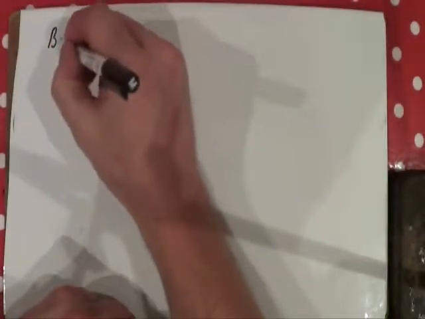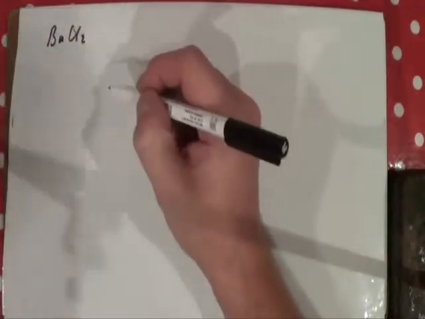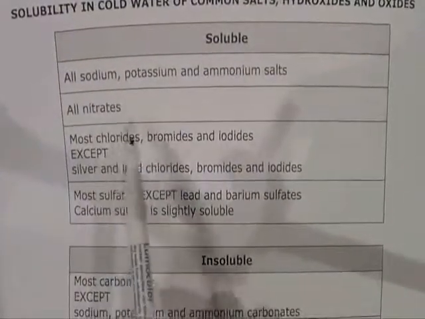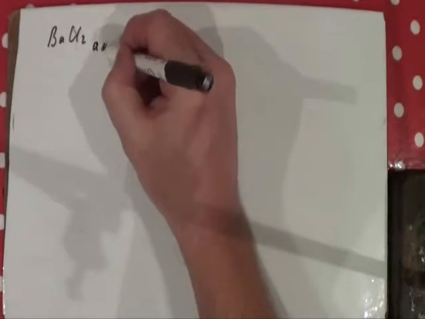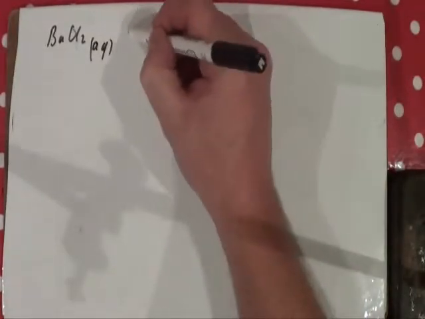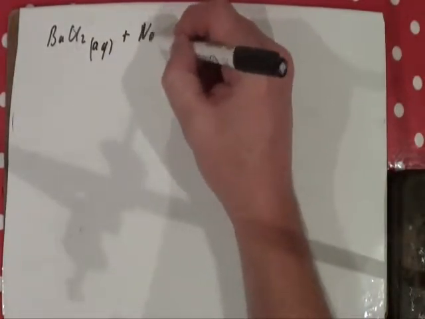Okay, right, moving on then. We will go to barium chloride. And we'll just use the solubility tables to give you guys a bit of practice at it. So barium chloride, is it soluble? Well, it tells me here in my table that most chlorides are soluble except silver, lead. Barium chloride is not silver or lead, so it is indeed aqueous. Plus sodium sulfate.